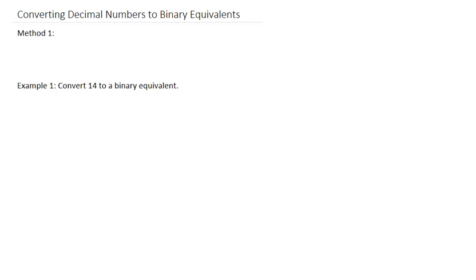Converting decimal numbers to binary equivalents. So we're going to look at two different methods today in order to convert a decimal number to a binary equivalent. So our first method is to write out the place values.